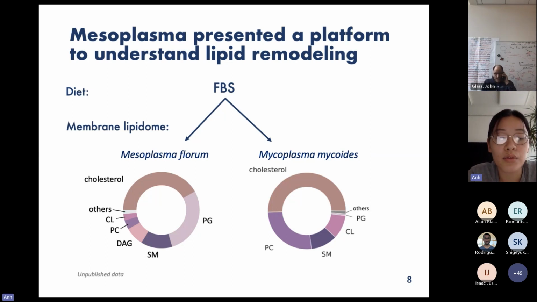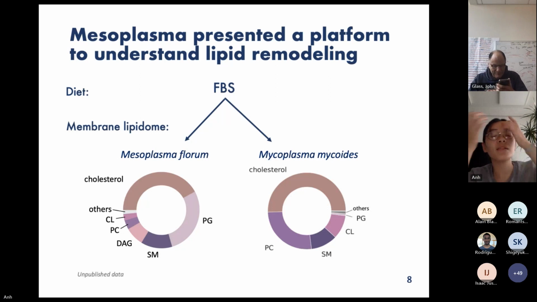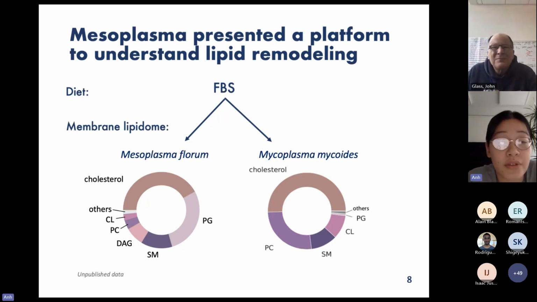And through Mesoplasma, we can understand different ways that lipid membranes can remodel, even though we are applying the same stresses to them, for example, temperature or antibacterials. So this is what I would want to do in the future.